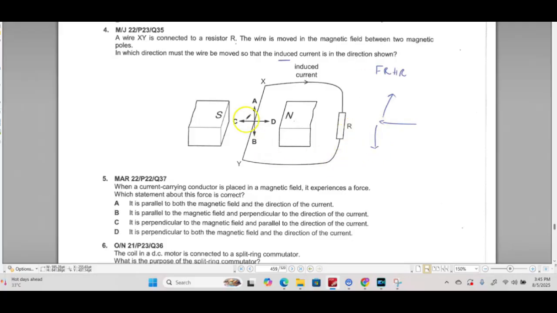Okay. So if we look at the options, A, C and D are pointing in the upward, left and right directions. So B is the only option that is pointing downwards. So this is what we are going to choose.